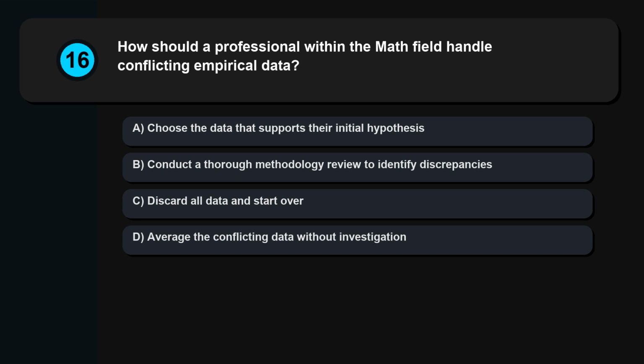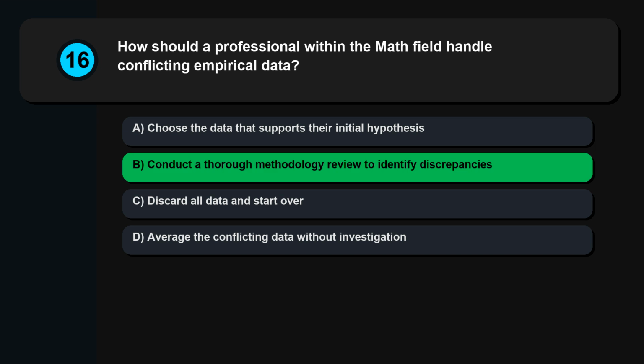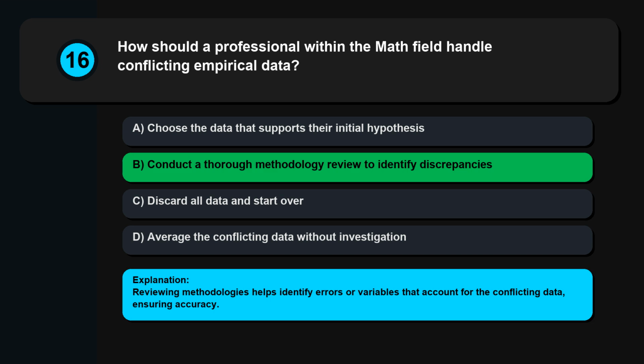Question 16. How should a professional within the math field handle conflicting empirical data? Choose the data that supports their initial hypothesis. Conduct a thorough methodology review to identify discrepancies. Discard all data and start over. Average the conflicting data without investigation. Reviewing methodologies helps identify errors or variables that account for the conflicting data, ensuring accuracy.